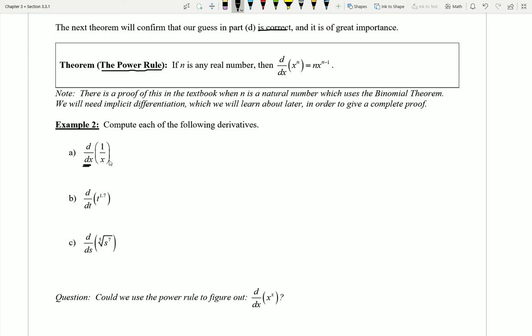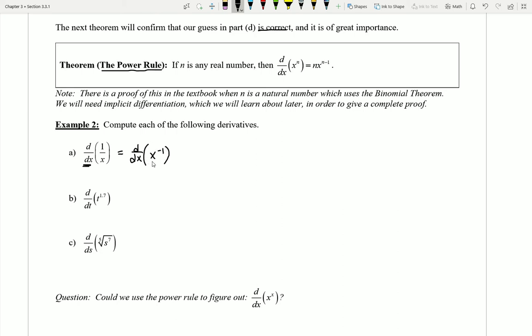And immediately I notice I have a problem. 1 divided by x does not currently look like x raised to a power. And the power rule can only help me take the derivative of a variable raised to a power. So I'm going to do a little bit of rewriting of the inside of this notation. I still need to take the derivative here, but I'm going to note that 1 over x could be rewritten as x to the power of negative 1.